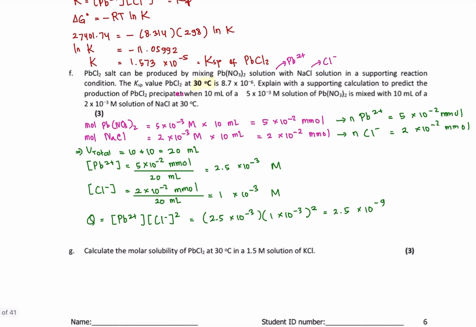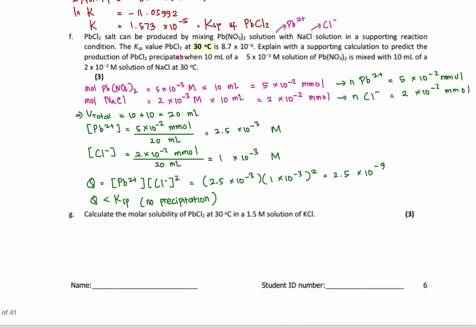So we can see that the Q is less than the KSP, which means that there are fewer products compared to the reactants. So if we want to reach an equilibrium, it means that it has to shift the reaction to the products, which also means the production of ions, so there is no precipitation.